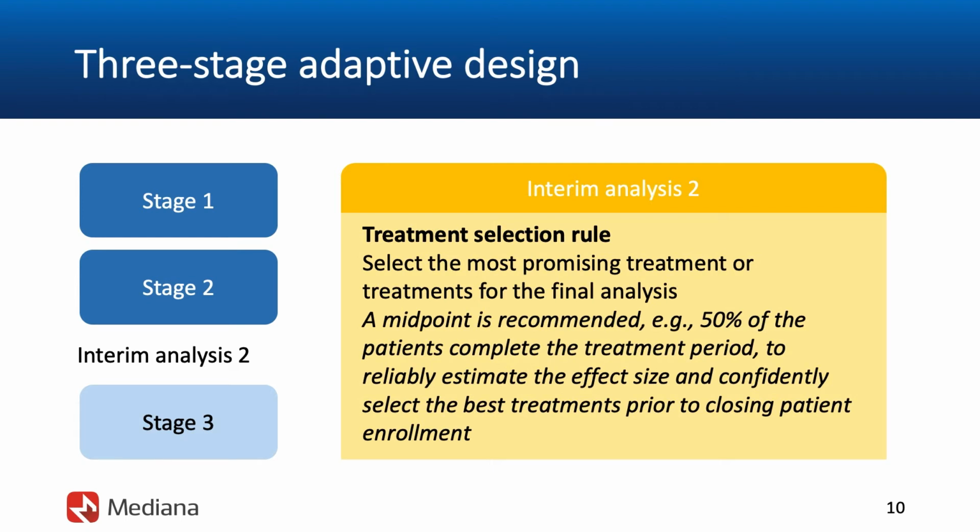And therefore, as a rule of thumb, a midpoint would be a good choice for an interim analysis that is designed to choose the most promising doses, the most promising regimens for the final assessment. For example, the time point by which 50% of the patients complete the treatment period. This will help the trial's sponsor reliably estimate the effect size and then confidently select the most effective dosing regimen, and at the same time it would save resources by reducing the number of patients that were assigned to the trial arms that will be discontinued.